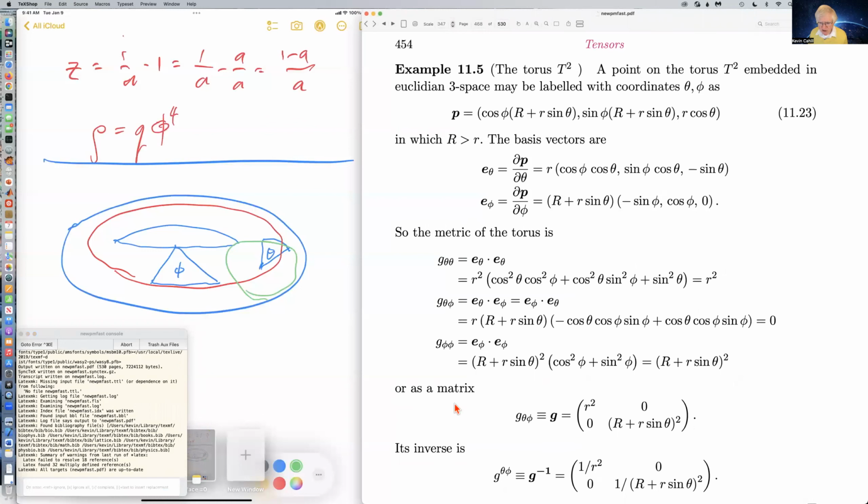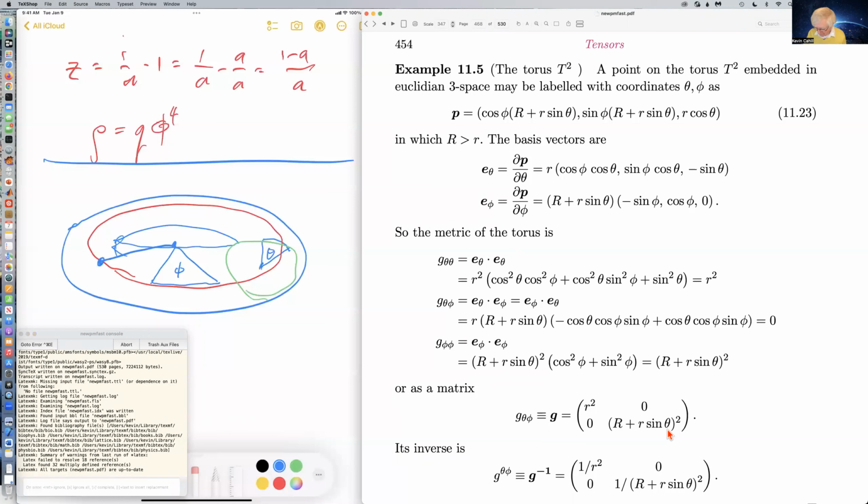Putting them together as a matrix, we get the normal representation of the metric of a torus, and it's r squared, and then big R plus little r sine squared theta. Big R is the distance from the center of the torus to the center of the tube, which is a circle. Let's see, I'll go back to blue. Big R goes from the center of the torus out to here, say, that's big R.